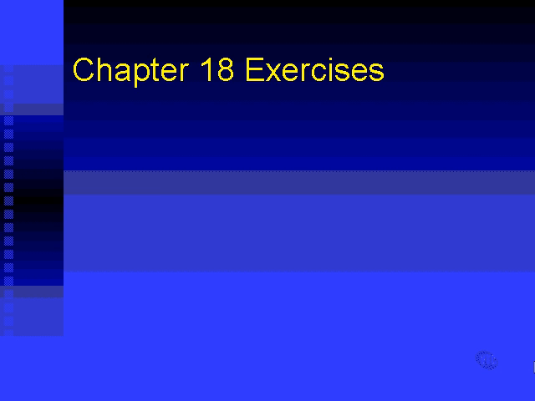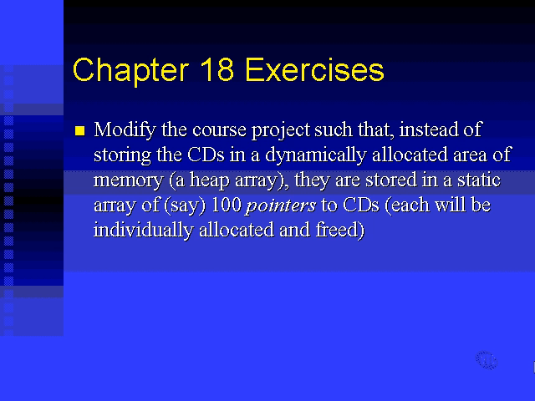Here are the exercises for Chapter 18. We're just going to play with the course project. Now, we had before an array of CDs. It was a dynamically allocated array of CDs. We used malloc to create it for us.